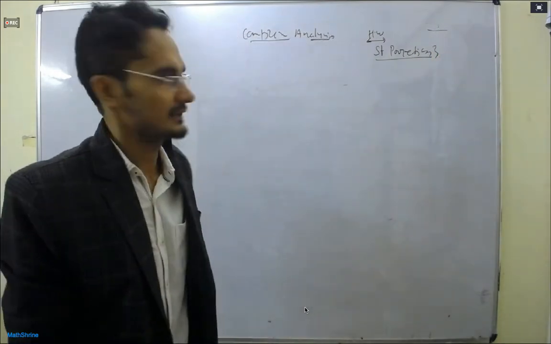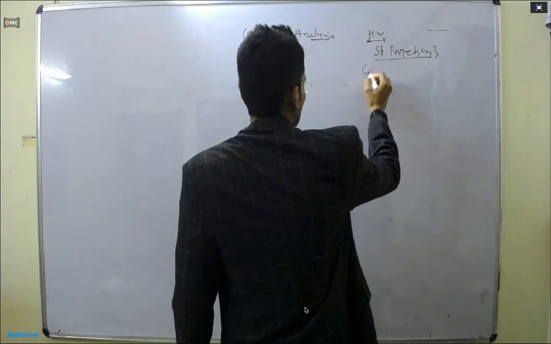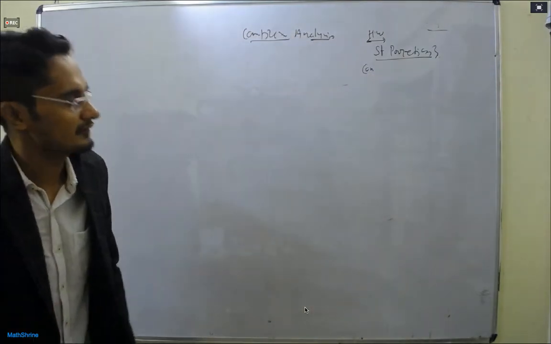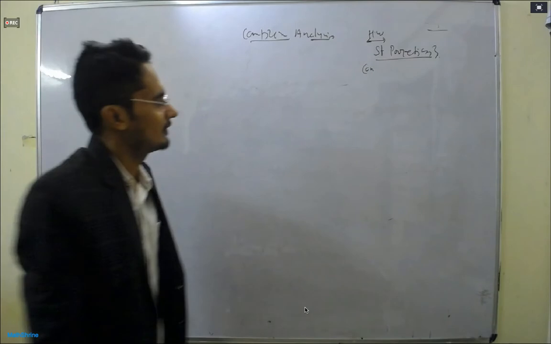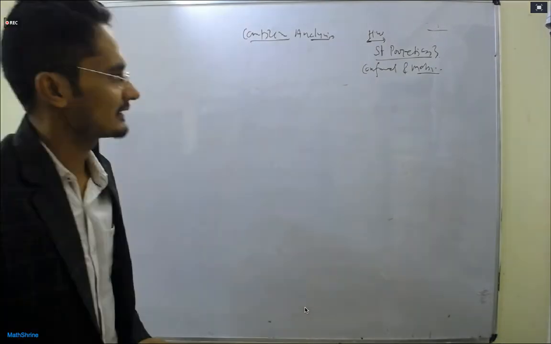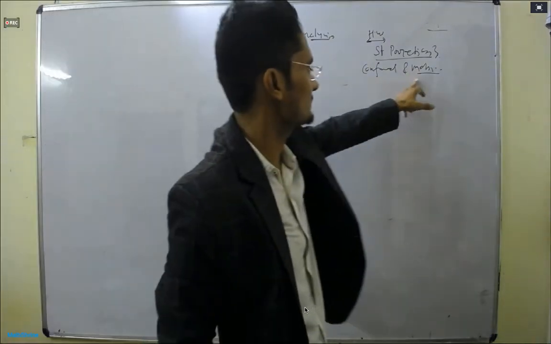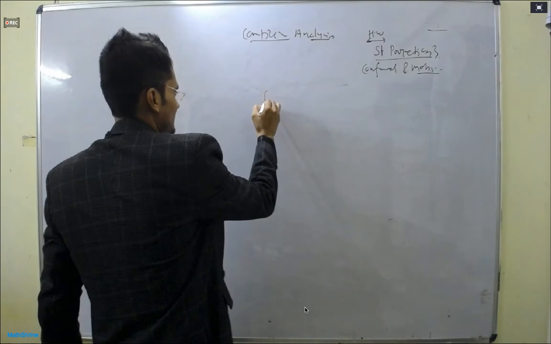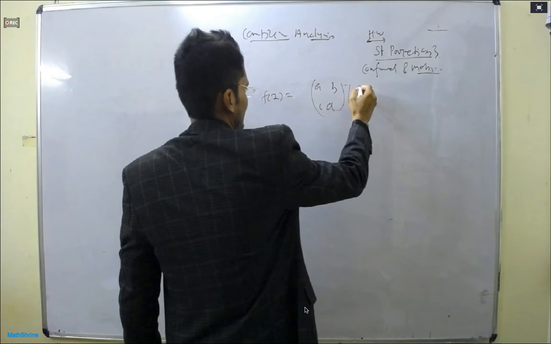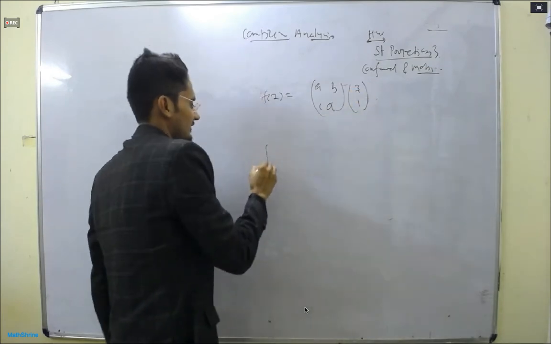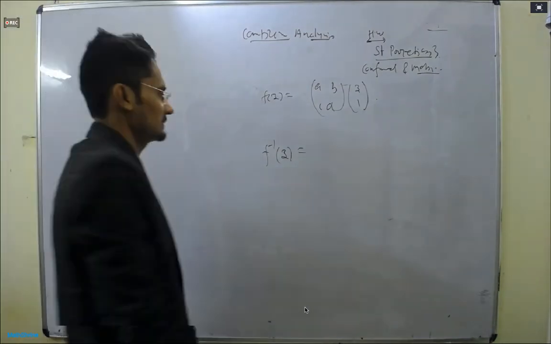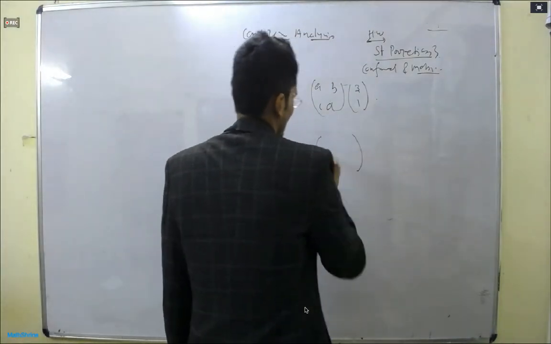Okay. Another thing is that in the last two lectures, we were working on the conformal map and Mobius map, right? So in conformal map and the Mobius map, for example, suppose we have a map of (A, B, C, D) acting on Z, then if I ask you, can you tell me what is the F inverse Z? Then what will be your answer?